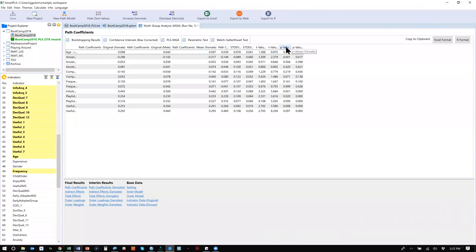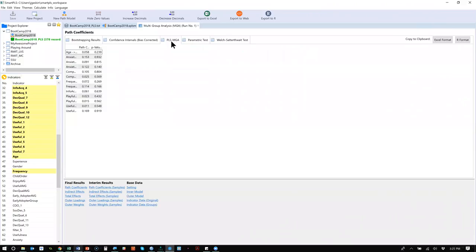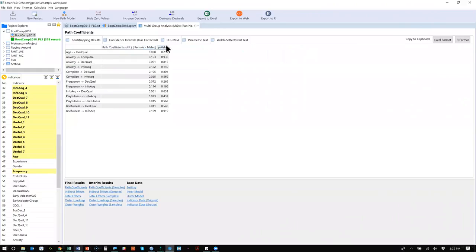So here gives the p-value for female, p-value for male, so we can see the differences, but it actually calculates the difference between them if you go to the PLS MGA tab. So here's the path. Here's the effect of female minus male, absolute value. And here's the p-value for that difference. This is essentially like my estimand in Amos. And so it says, yeah, here are all the paths, and none of them are significantly different between men and women. All those p-values are non-significant. But if there were any significant differences, it would show you right there.